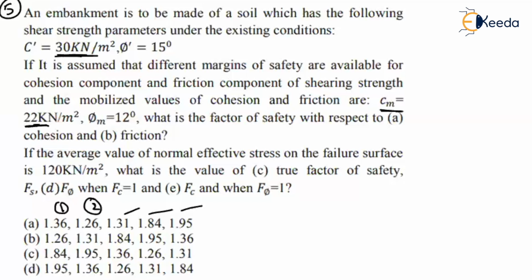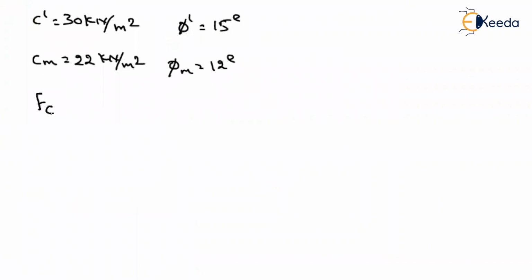So what they are asking in the first part is the factor of safety with respect to cohesion and the factor of safety with respect to friction. What is the factor of safety with respect to cohesion? That will be equal to strength of the soil divided by mobilized value, which is 30 divided by 22. If you solve this, you will get around 1.36. Even if you see the options, 1.36 is in only one option, option A. So without calculating anything, directly you can choose option A.